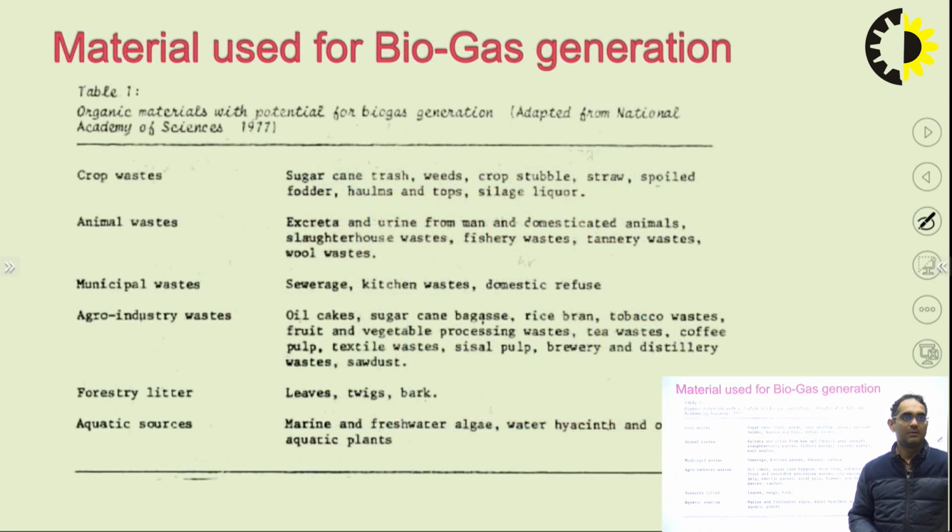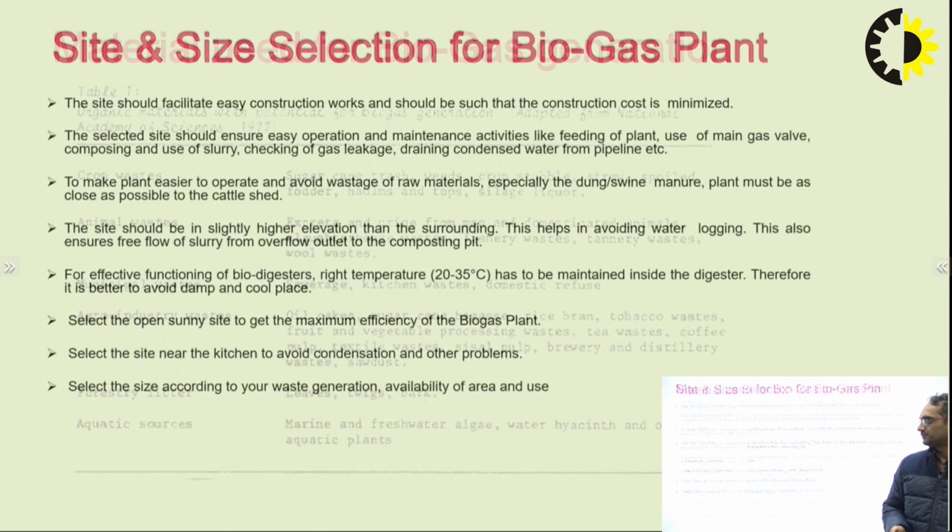Then these are the materials used for biogas generation: crop waste, animal waste, municipal waste, agro industry waste, forestry litter, and aquatic sources. These are the different materials used for biogas generation plants, okay.